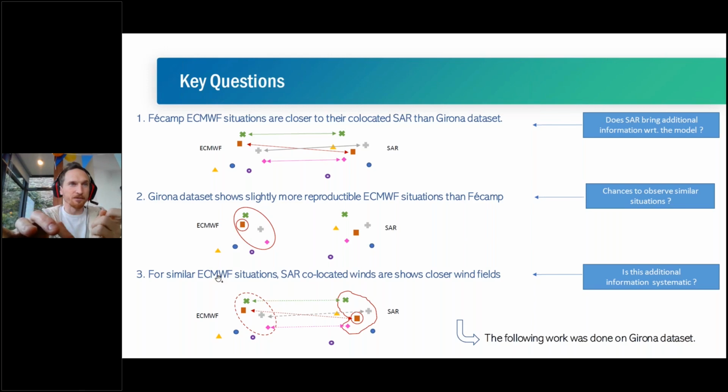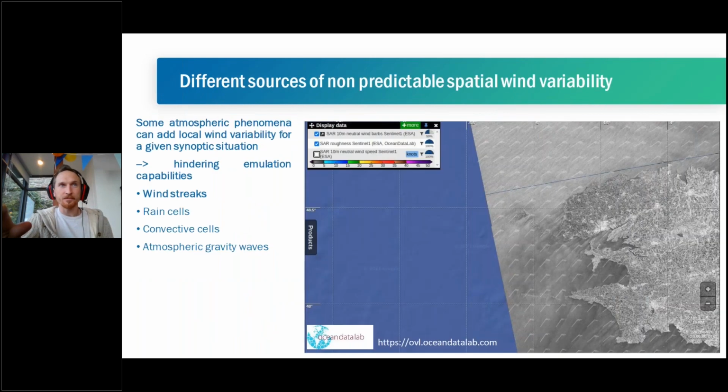The last conclusion is that for similar ECMWF situations, the SAR collocated winds are also showing closer wind fields, which is encouraging in the fact that this is going to be a very favorable site to apply this technology, this methodology. And therefore, the next results that I will show are applied to the Girona site.